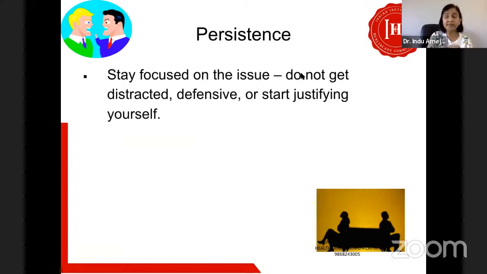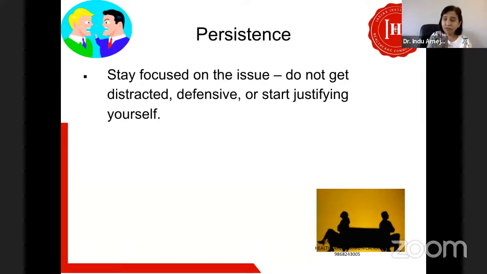So persistence, that means if you do not agree with the other person's point of view, or if you are trying to make a point, we don't have to become defensive or get distracted. For example, if the person has come to you for discount or for reduction in the bill, now his agenda is to create ruckus or maybe to shout or to degrade or demean your services to get the benefit of getting the discount from you. So you can very well see the hidden agenda in this.